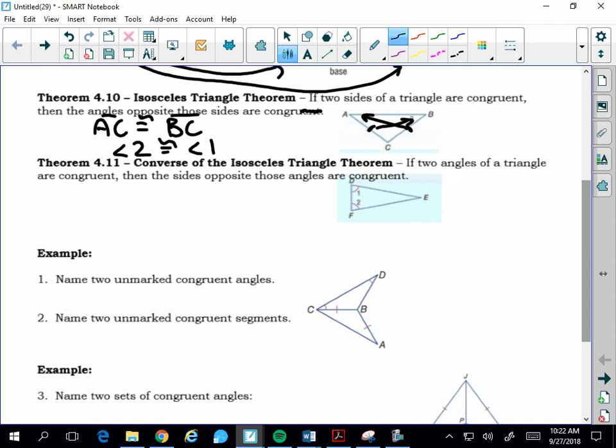The next one, kind of similar to what we were doing with parallel lines, we've got a theorem, and then we have the theorem's converse, the backwards statement of it. So it's telling me if I've got two angles of a triangle that are congruent, then the sides opposite those are also congruent. So here, if I've got these bottom two angles equal, I'm saying this side is congruent to this side. So basically, what we just said, but backwards.